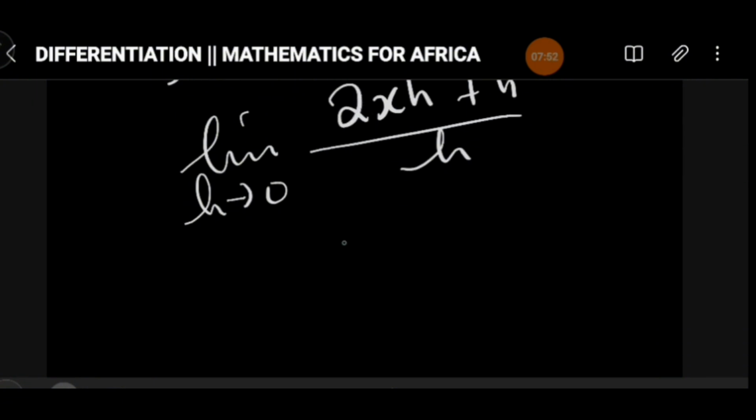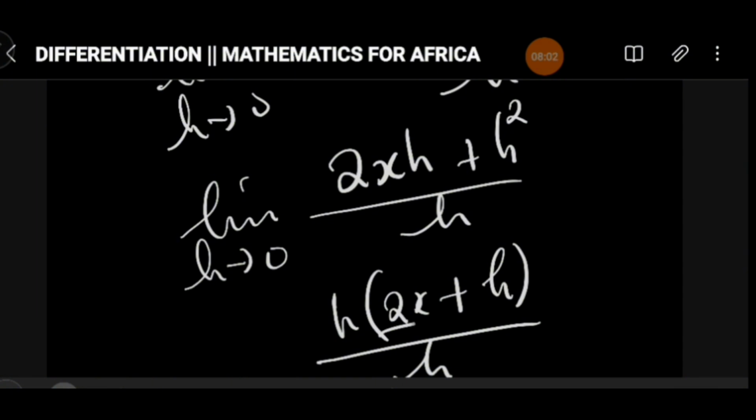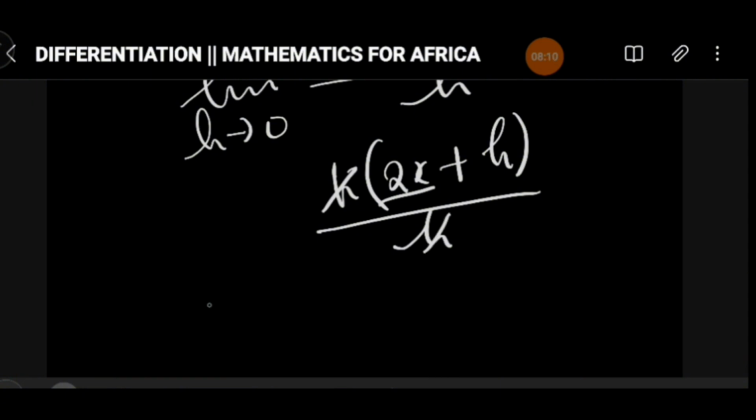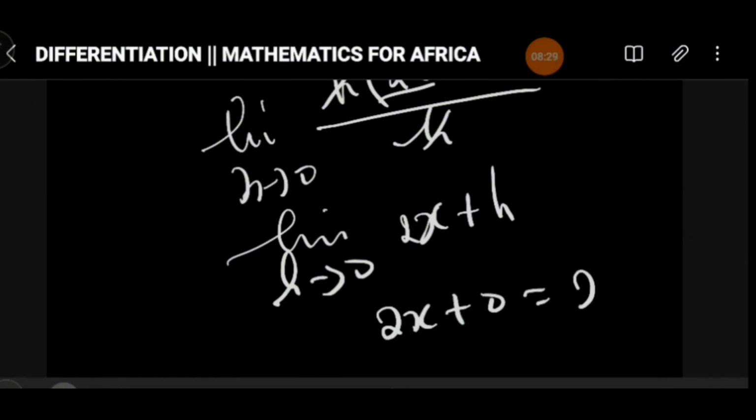And what are you having here? You're having now h into 2x plus h all on h. And now this, I've just factored, you can multiply it and have it back. If you multiply h times 2x will give you 2xh, h times h will give you h squared, okay. And now this h cancels, and you now are left with the limit as h goes to 0 of 2x plus h. If you substitute now h goes to 0, you simply get 2x plus 0, which is equal to 2x.